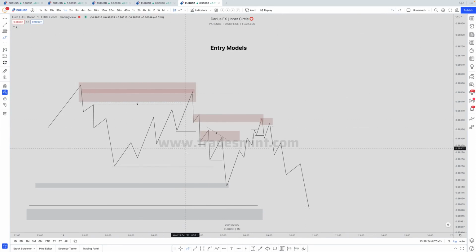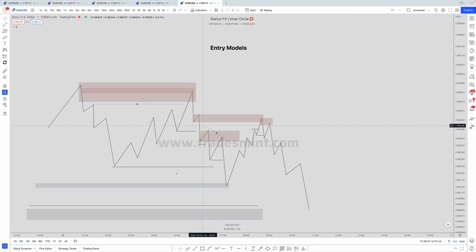Okay, so this is what I explained to you, my favorite entry models, and you can see that of course we use the M1 BOS as well. Even if in this case price will give me the M1 BOS, if I like the entry POI, if I like what I see, then of course I will enter, but I will not wait specifically for the M1 BOS. Okay.